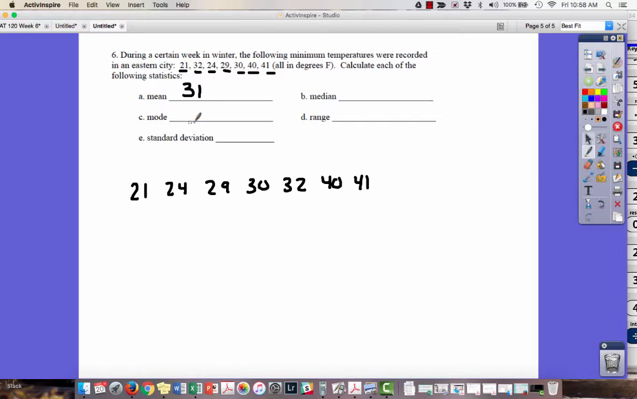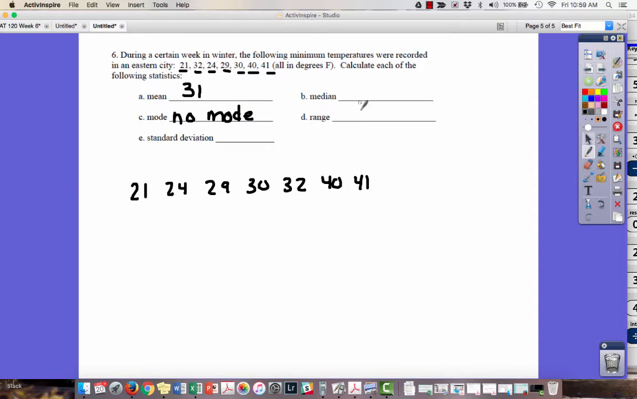Now the mode is the most common, so there really isn't a mode for this list. So you can write no mode. If it was 29, 29, then it would be 29. You can have 2 modes, if there was 2 29s and 2 30s, then you could write 29 and 30. But in this case, there was nothing repeated at all. That's why we're saying no mode.